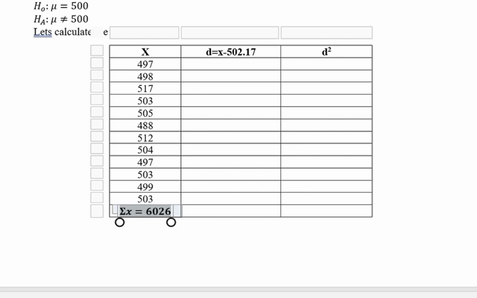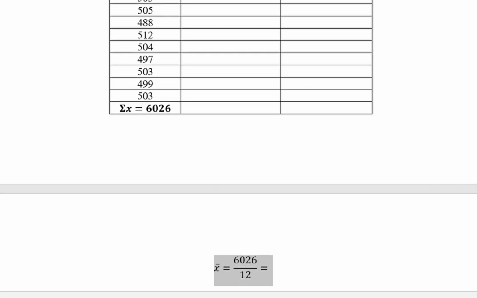So we shall say the mean of that sample is equal to summation X, which is 6026, over the sample size, which is 12. If you divide that, you are likely to get 502.1667.